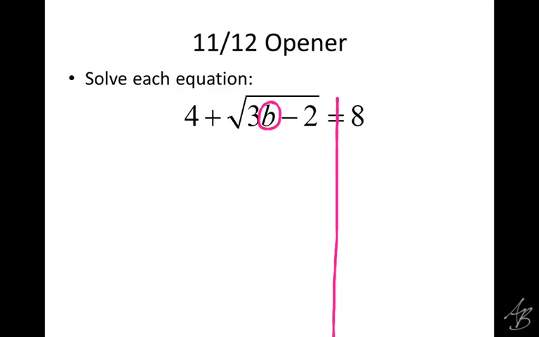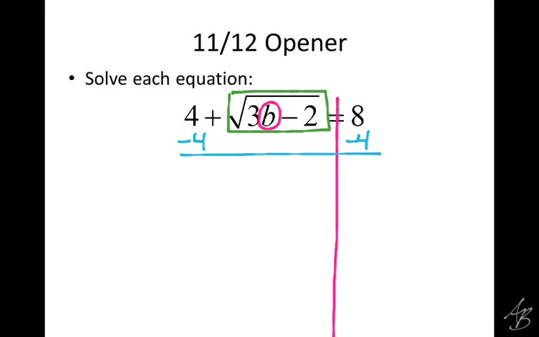So to remind myself of that, I'm going to put a box around my square root. All right, so anytime we have a problem that has a square root in it, we're going to put a box around it because we want to remember we have to get that square root by itself. All right, so what's outside the box that we need to get rid of? The 4, right? So how do we get rid of that 4? That is a plus 4, so we're going to subtract 4. Do that on both sides.